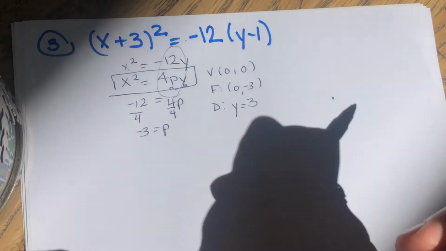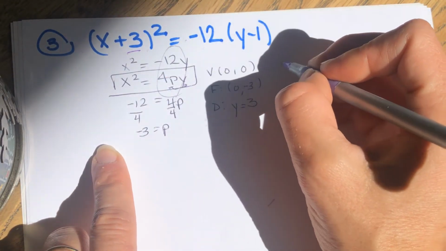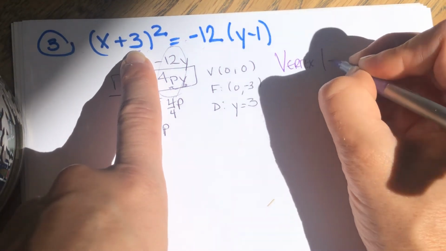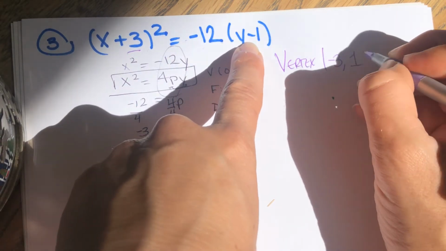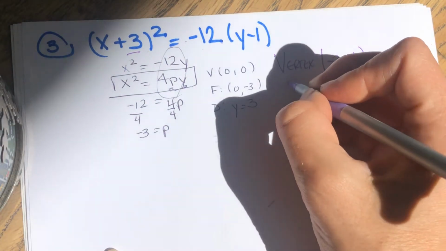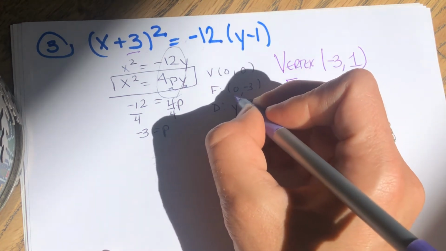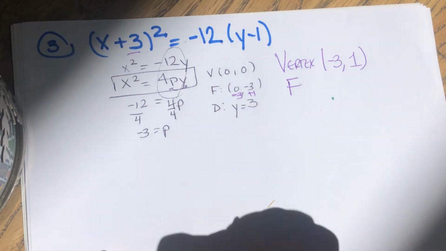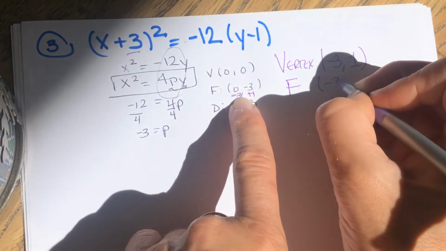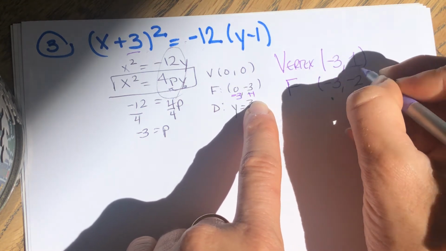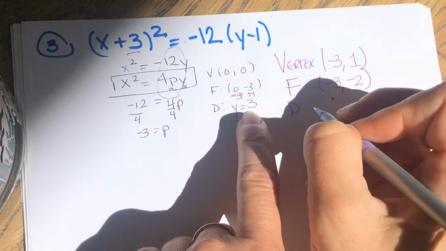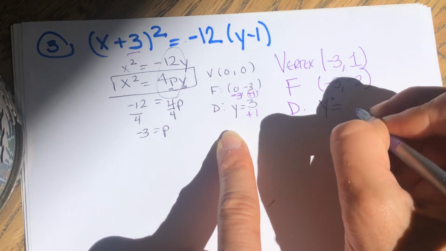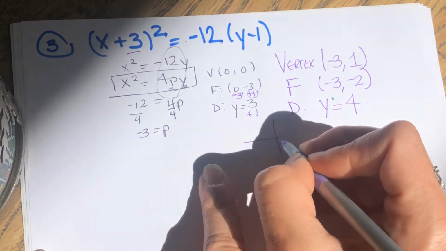Okay, now let's apply our shift. So we have the actual vertex. X is on the left, so we're good. So X is -3 or Y 1. Okay, focus. Let's apply our shift. So we have a -3 and a +1. So a -3 is going to give us -3, -2. Directrix, just the Y. The Y is the 1, so add 1.